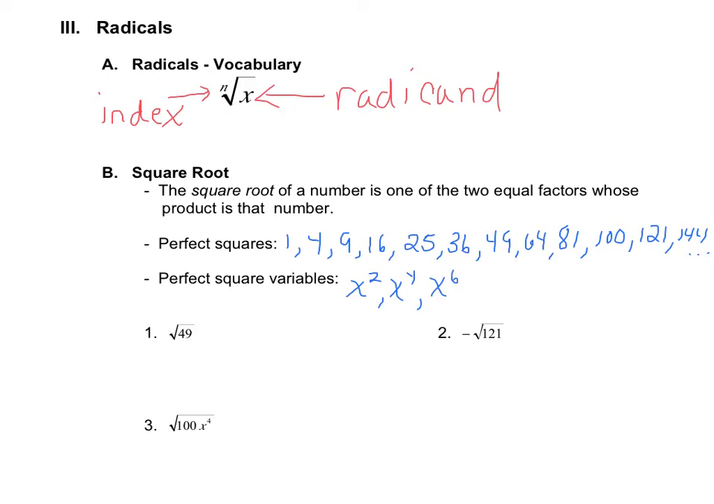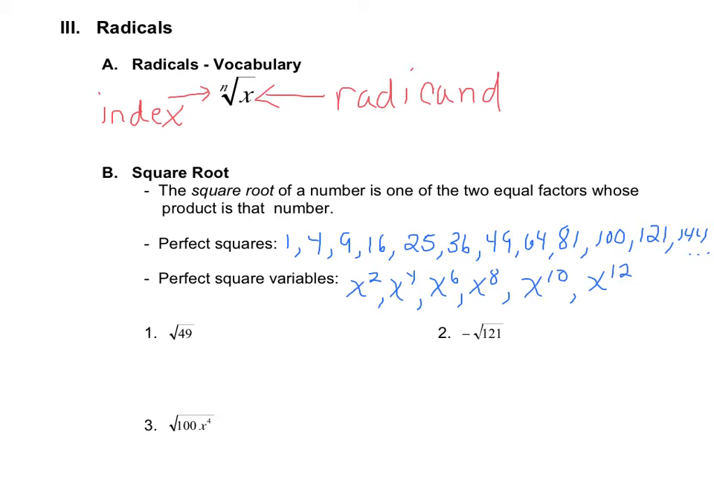Are you getting the hang of this? Then it would be x to the eighth. Not x to the ninth, because no number added to itself would give me 9. Remember, when you multiply variables with exponents, you add the exponents. So then it would be x to the 10th. Then it would be x to the 12th. Are you noticing that all the even numbered exponents are perfect squared variables?